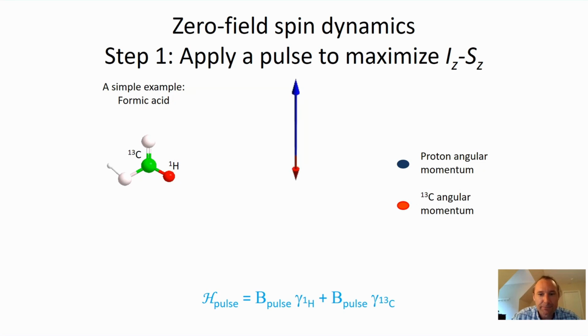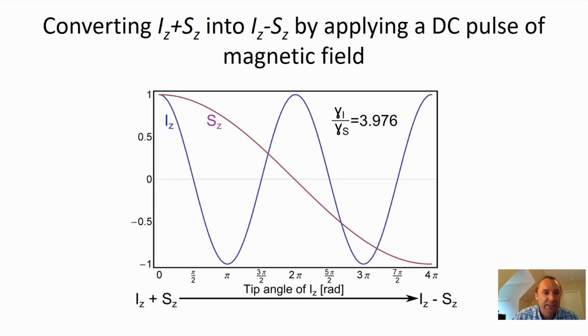So we can look at this in a different way, but it represents exactly the same thing. Let's say you have a proton and a carbon that point in the same direction. Let's say they both start at 1. And let's say you would characterize that in a density matrix as IZ plus SZ, so equal polarization on I and S. And then you apply a pulse.